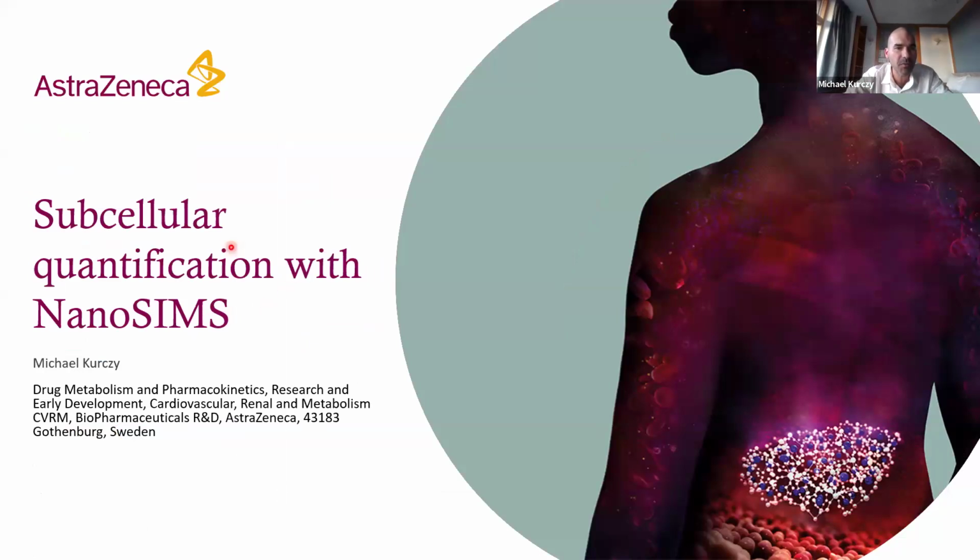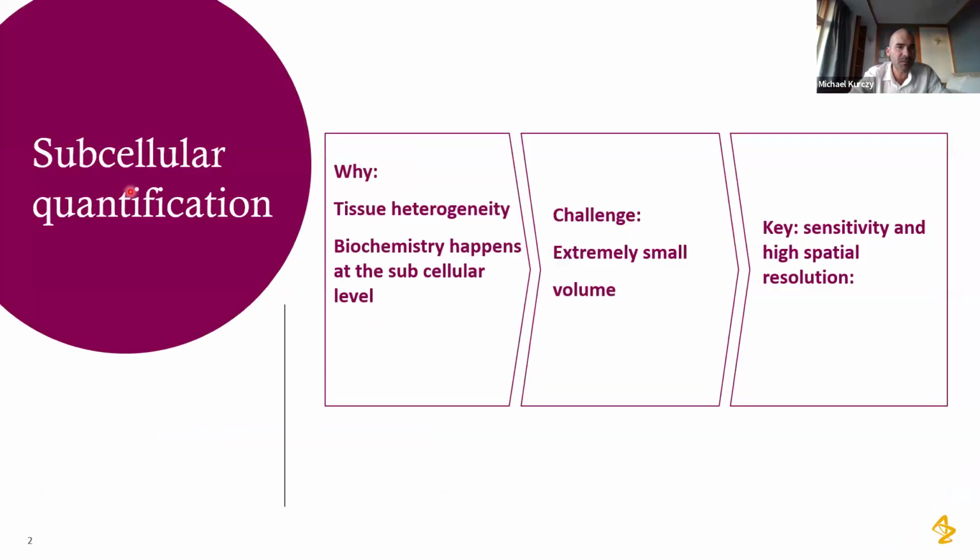So yes, I'm going to talk about subcellular quantification with the nanosims. Why subcellular quantification? The tissue is heterogeneous, which means there are lots of different cells with lots of different functions, and we want to understand those functions in those specific cells. And biochemistry really happens at the subcellular level.